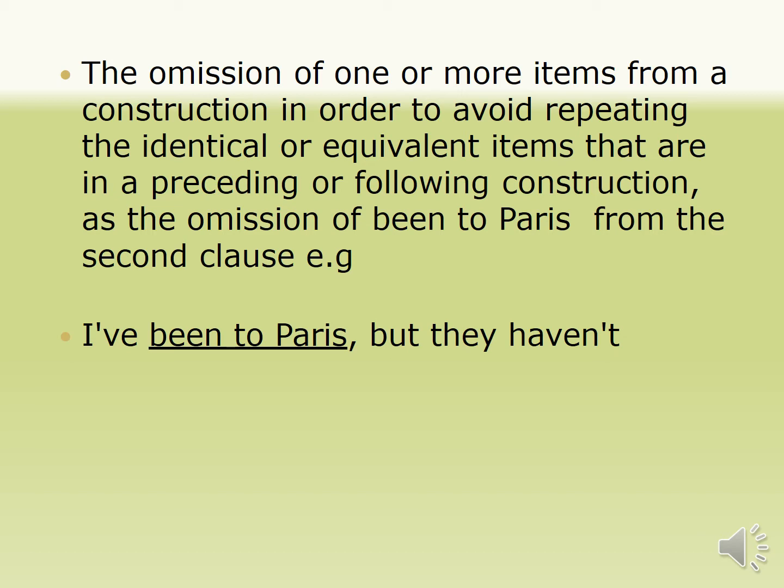So what is ellipsis? Ellipsis is the omission of one word or more words or items from the construction of a statement. Sometimes these omissions make vague the context of the statement that is being interpreted.